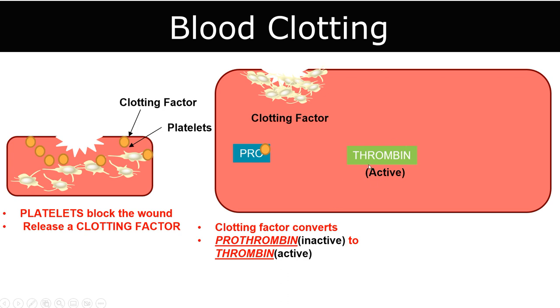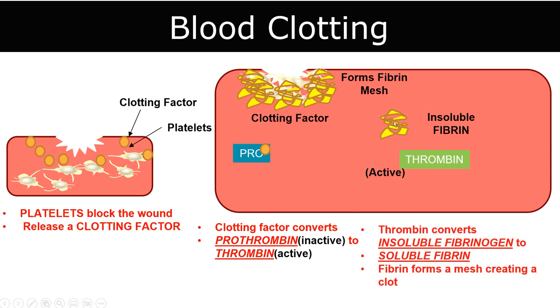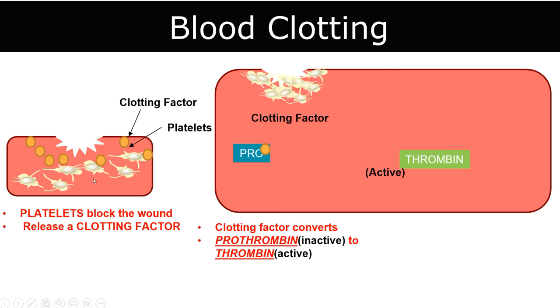And so once thrombin is active, it can now work on its main target, which is fibrinogen. So in its inactive form, fibrinogen is soluble. Once thrombin is able to act on it, that thrombin converts that soluble fibrinogen into insoluble fibrin. And it's that insoluble fibrin which is actually forming the mesh on top of the wound and is officially creating the clot, right?